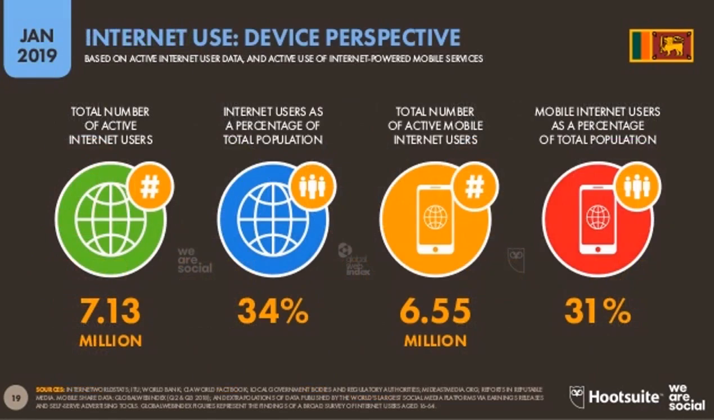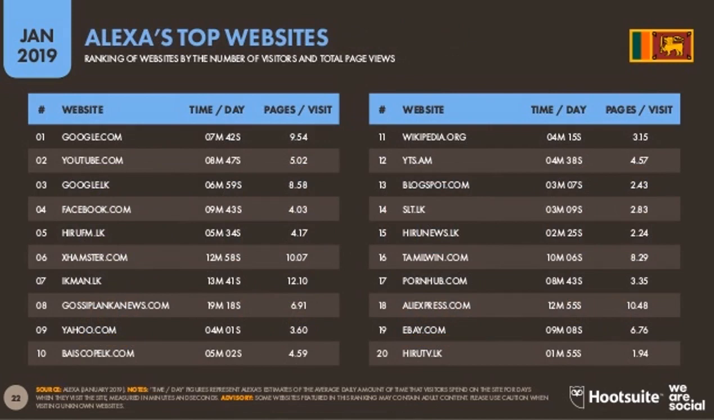From the device perspective, there are about 6.55 million active mobile internet users accessing the internet through their mobile phones. Here are just some top websites that were accessed during 2018. This was released in January 2019. So in 2018, no surprise, Google, YouTube, Facebook, Gossip Lanka, some YTS is there, Wikipedia, Hero TV.